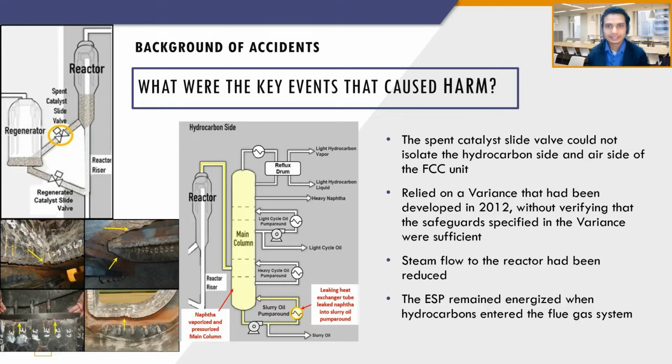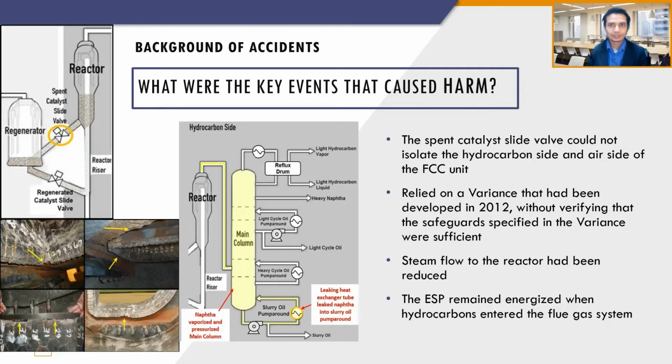The next key event is the use of variances that had been developed in 2012 without verifying that the safeguards specified in the past variances were sufficient. First of all, a variance is a management-approved procedure deviation that allows a departure from typical refinery equipment installation requirements.